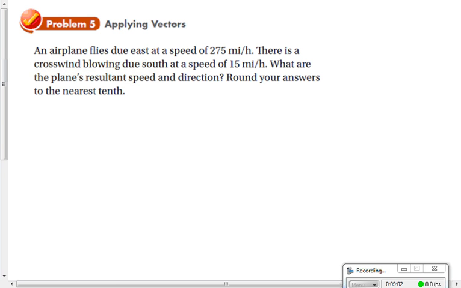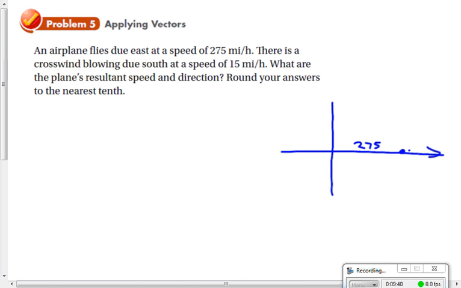All right, applying vectors. The last thing we're going to do is learn how to apply vectors and to figure out speeds or directions or something like that. In this case, we're looking for the speed of the airplane and the direction. So it says an airplane flies due east at a speed of 275. So if we were to draw a coordinate diagram of this, the airplane's heading this way at a speed of 275, and we can represent this as how far it goes in 1 hour if we want. So it's 275 miles per hour.